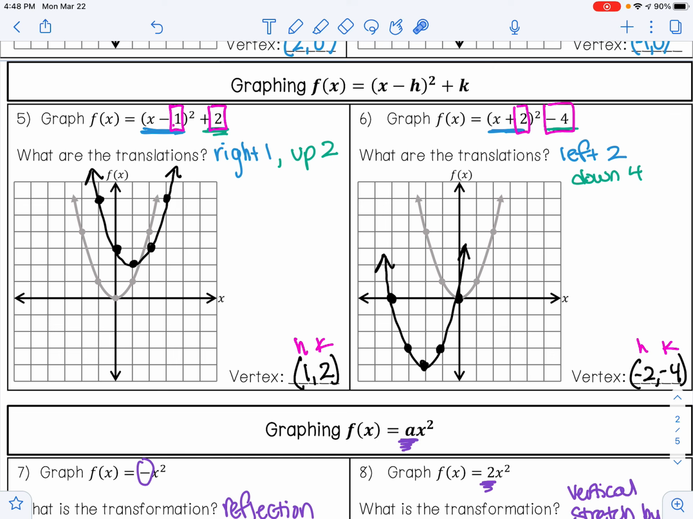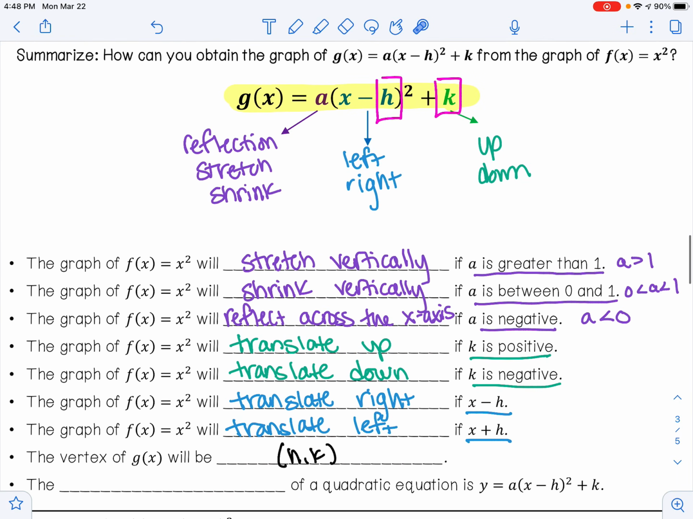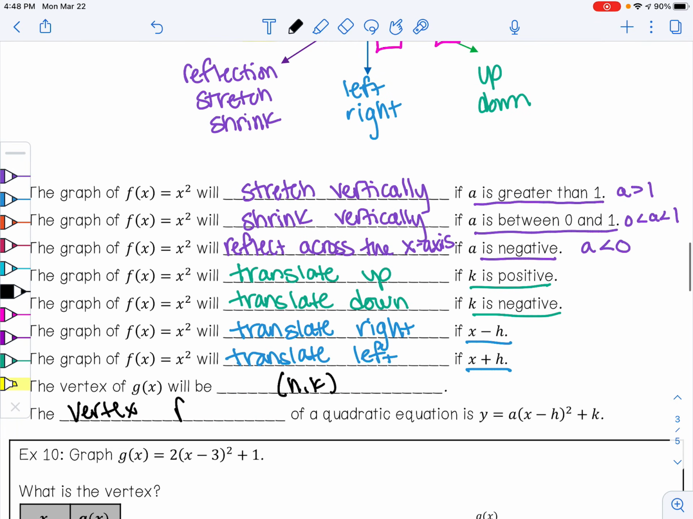Change the sign of h: 2 becomes -2. Keep the sign of k: -4 stays -4. So every time you're given an equation in this form, you automatically know the vertex. So the vertex form of a quadratic equation is y equals a times (x minus h) squared plus k.